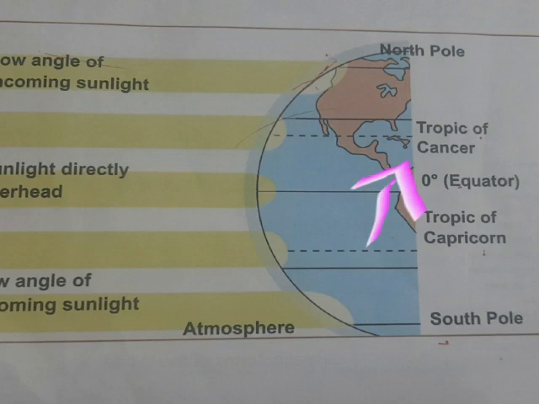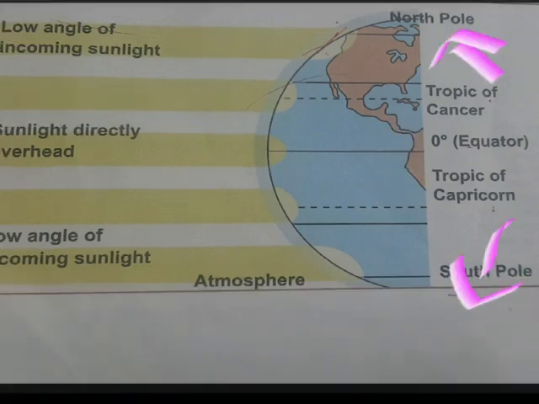Now we can look towards the North Pole and South Pole. The rays of the sun become slanting. They cover a larger area and make the polar region ice covered for most part of the year. Clear, children?